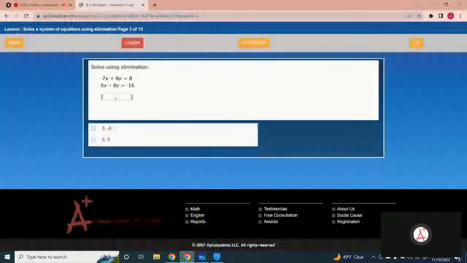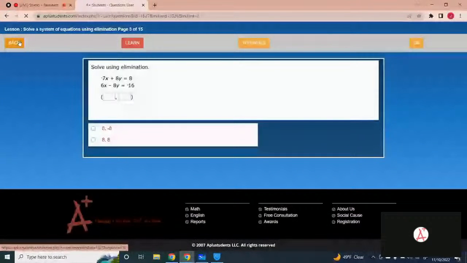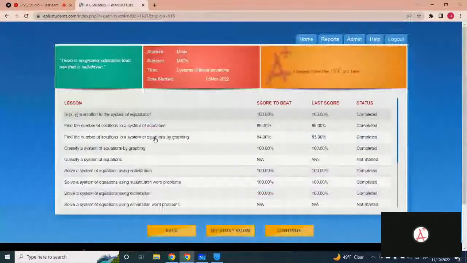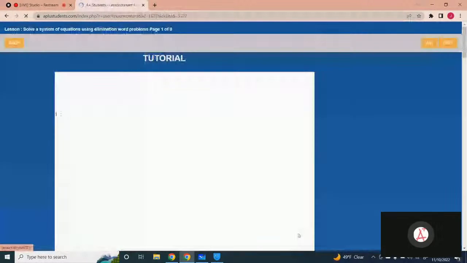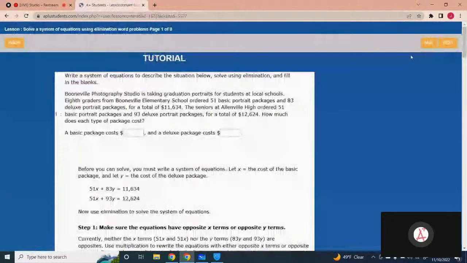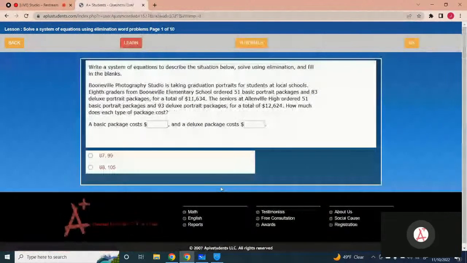Okay, the next lesson is solve a system of equations using elimination word problems. Okay, let's start with the test. You can do practice questions by yourself because they are already solved. So that's why I'm doing test questions, so that we can solve more questions.